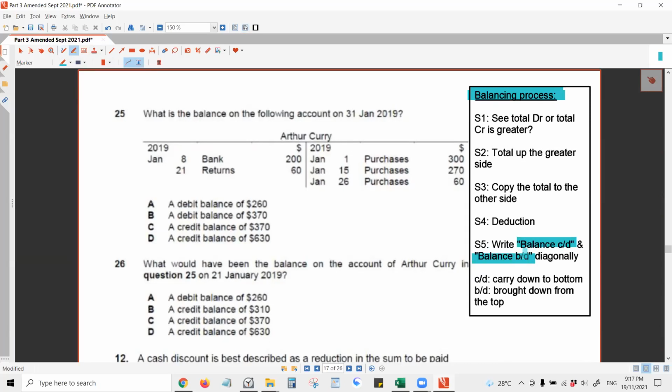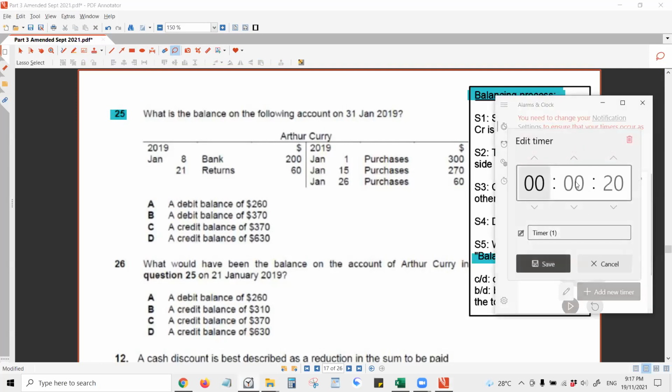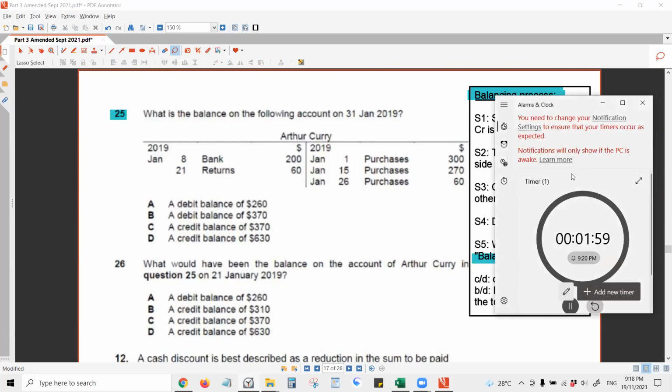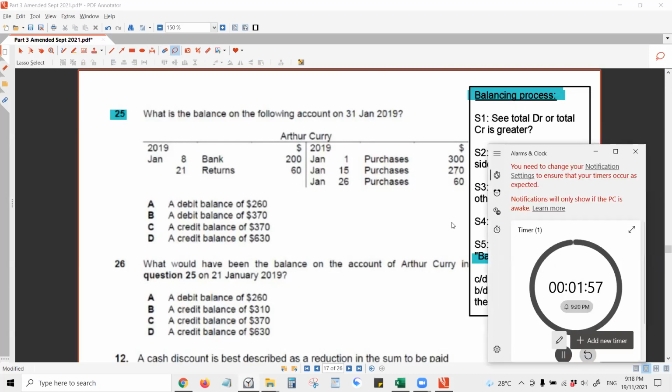Before I go through that with you, you try question 25 and question 26. You just do 25, then you tell me your choice. Begin. Then I will see how many of you can get it correct, and then I would know whether you have understood it well or not. So 2 minutes for question 25. I wait for you.